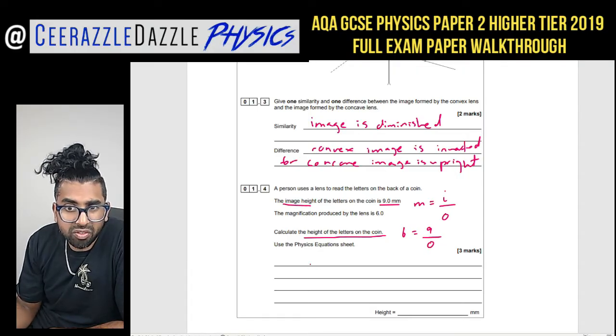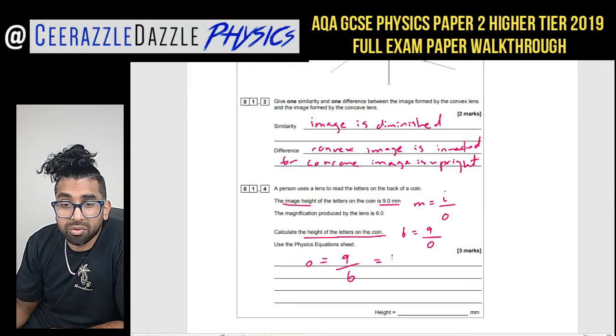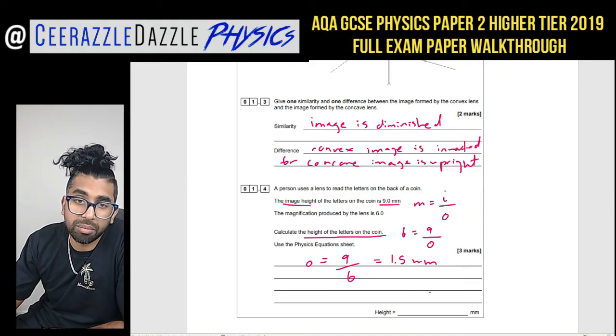So therefore, just rearranging this then, O is equal to 9 divided by 6. Therefore, it's going to be equal to 1.5 millimeters. That's my answer, 1.5 millimeters.